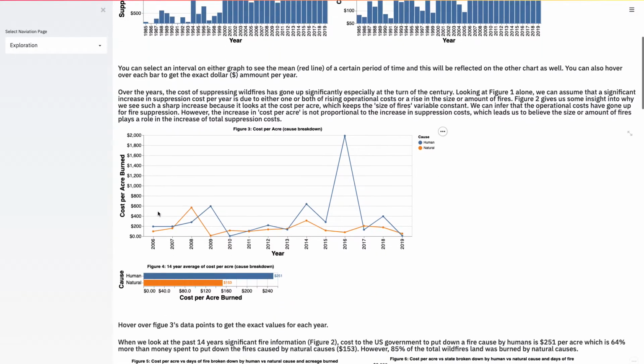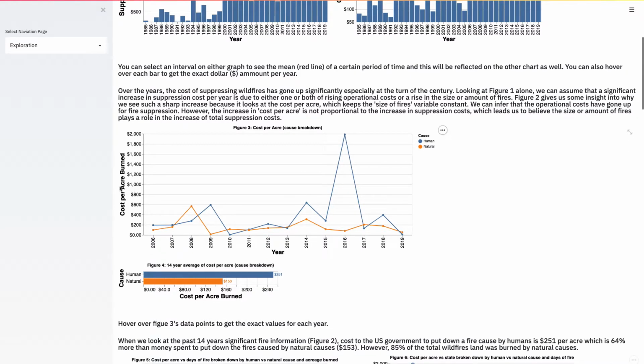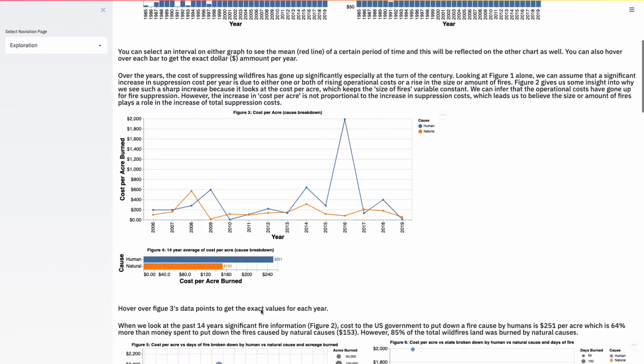Next, we have a set of charts breaking down cost per acre of human and natural cause fires by year and by aggregated average in the bar chart below. You can hover over the data points to get the exact cost per acre burned over a given year. And one interesting thing to note is that the cost per acre burned of human fires was 64% higher than the cost per acre burned of natural cause fires.